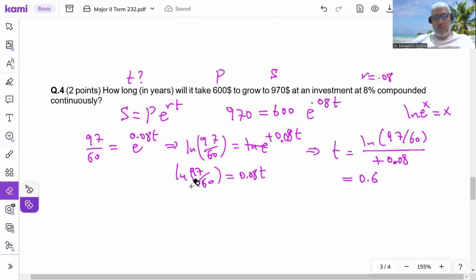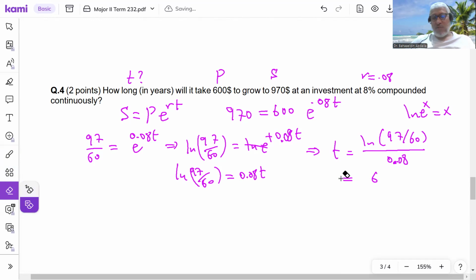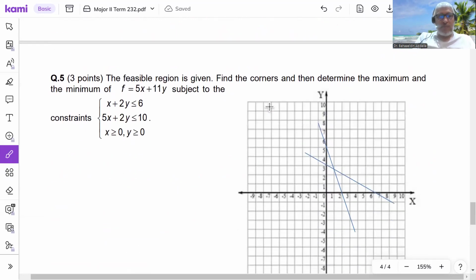So T would be equal to ln(97/60) over 0.08. The answer is 6.0045, so I'll just write it as 6. So we will need 6 years for this amount to grow to this amount under these conditions.